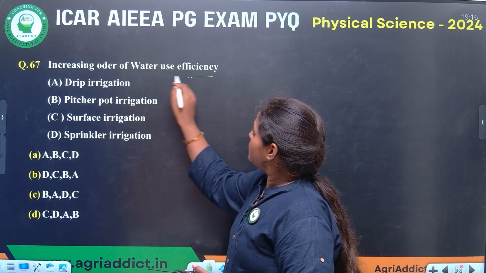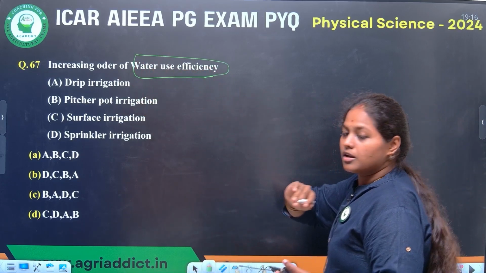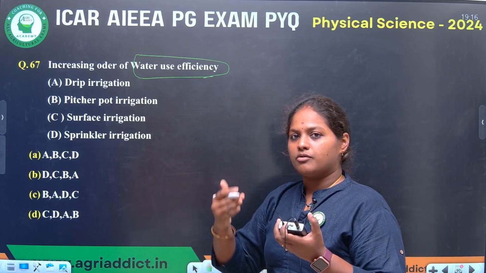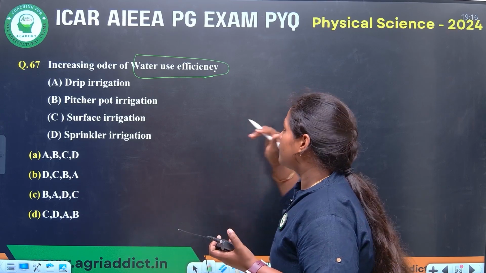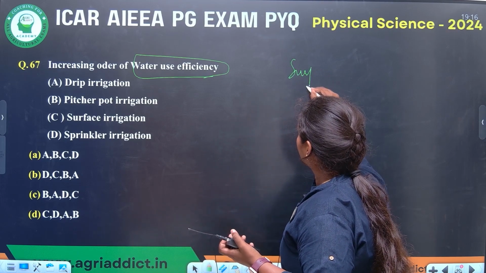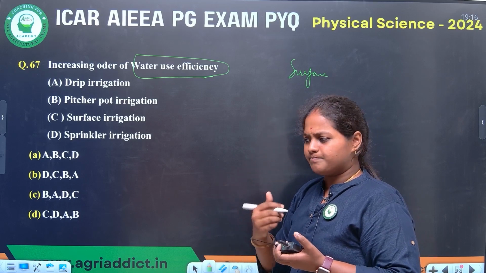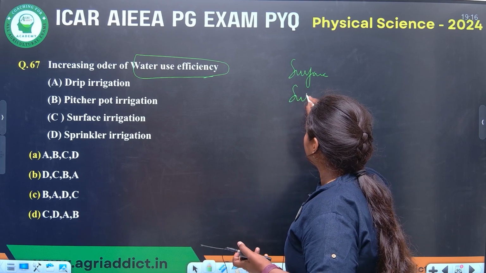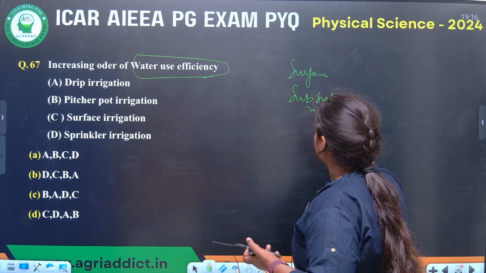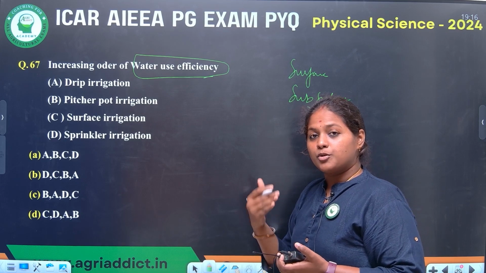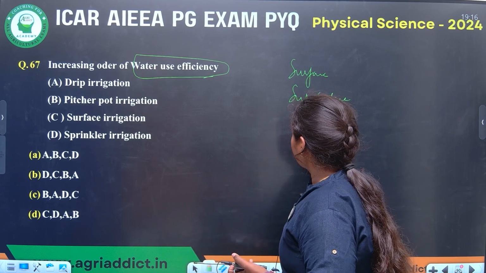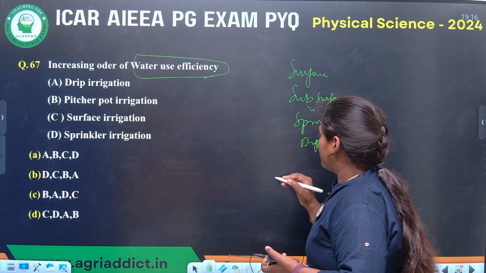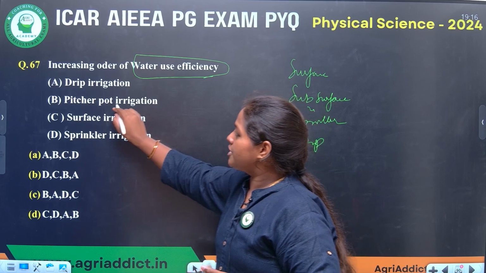Increasing order of water use efficiency. First of all, to answer this, you should know the evolution of water application methods. First, we will follow a surface method, where we will simply flood the soil or sprinkle the water. Then subsurface method. Surface, subsurface. What are the improvements in this? Sprinkler, drip irrigation. Then another term they gave is pitcher pot irrigation.